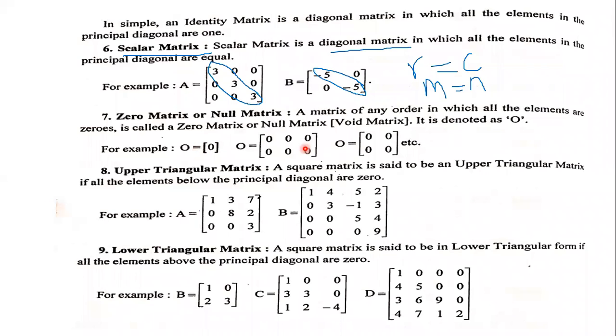Even if it is a 2 by 3, 2 rows and 3 columns, it can be of any form. 2 by 3, 3 by 3, 4 by 4, 4 by 3, 4 by 2, any dimension of matrix it can be, but all the elements of the matrix are going to be 0.